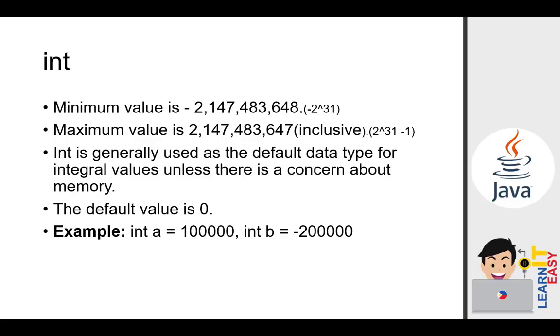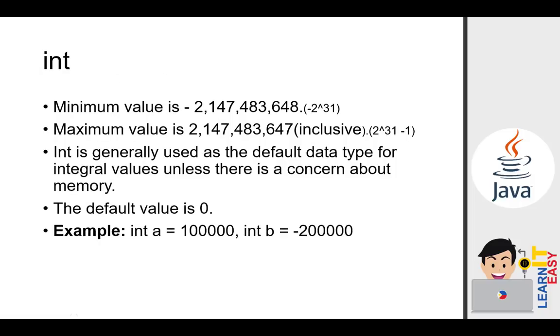An example of declaration would be like this: int A is equals to 100,000 or int B is equals to negative 200,000. Sobra-sobra pa dun sa allocated space range ng ating data type.